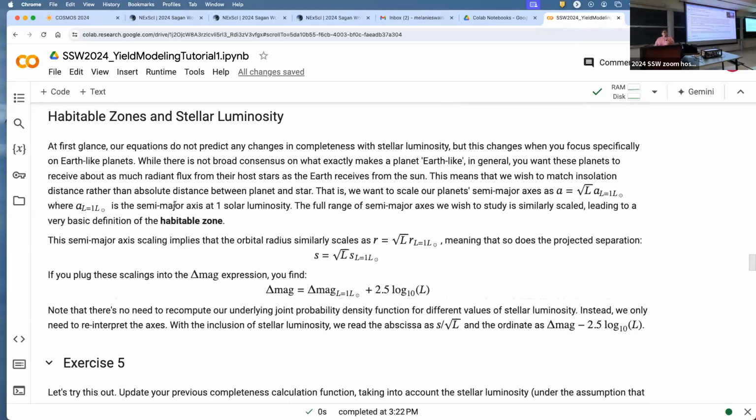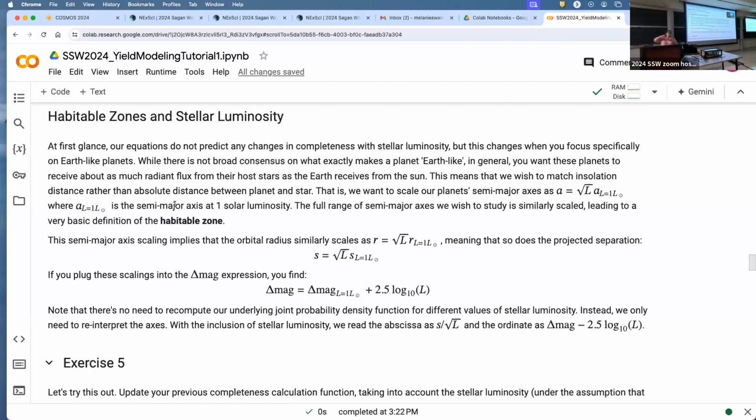So let's move forward and look at habitable zones and stellar luminosity. So we're going to change our completeness here for habitable zones. Because as you think about it, what is the habitable zone? The habitable zone is an idea of what's the stellar insolation on that planet? How warm is it? Ideally, we think of the habitable zone as where it's warm enough to have water.